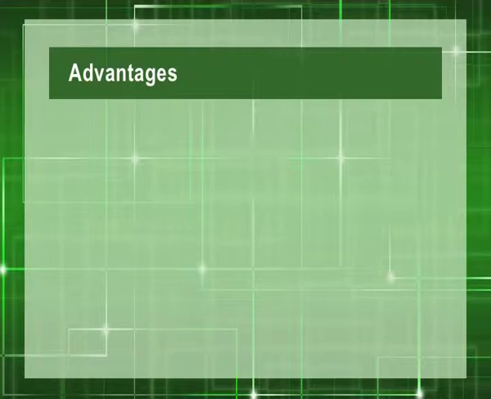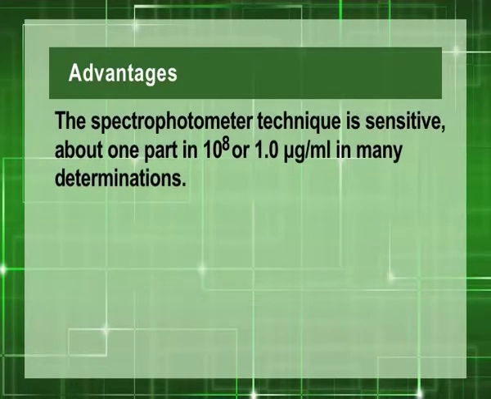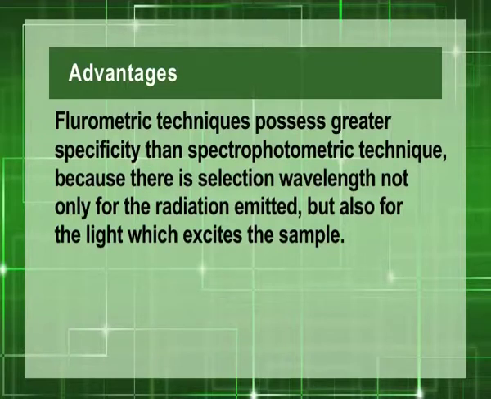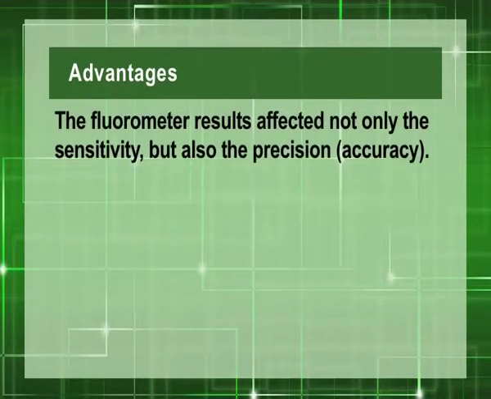The main advantage is that the spectrophotometer technique is sensitive to about 1 part in 10 to the power of 8, or 1 microgram per ml, in many determinations. Fluorimetric techniques possess greater specificity than spectrophotometric techniques because there is selection of wavelength not only for the radiation emitted, but also for the light which excites the sample. The fluorometer results affect not only sensitivity, but also precision.